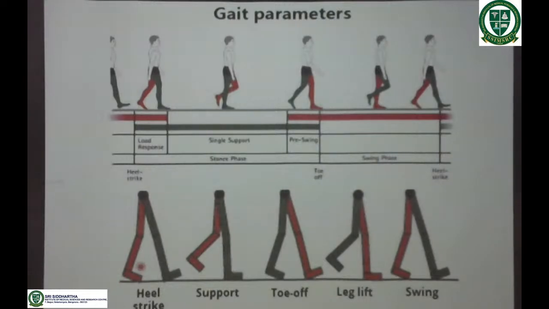See in this lower figure, you are seeing heel strike, support, toe off, leg lift, and swing. Here it is marked with green and red color. We'll explain in terms of the right leg, that is with the green color. Simultaneous movement is happening in the left leg also. So the stance phase includes the heel strike, support and toe off. The swing phase includes the leg lift and the swing.